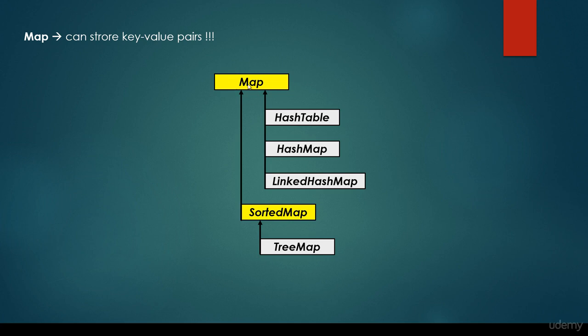A map interface is implemented with hash table, hash map, and linked hash map. We have a sorted map interface that extends a map, and the tree map is the concrete implementation of this sorted map interface. In this video we are going to focus on hash maps.